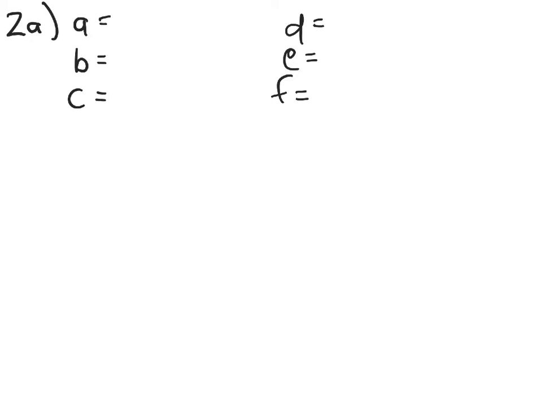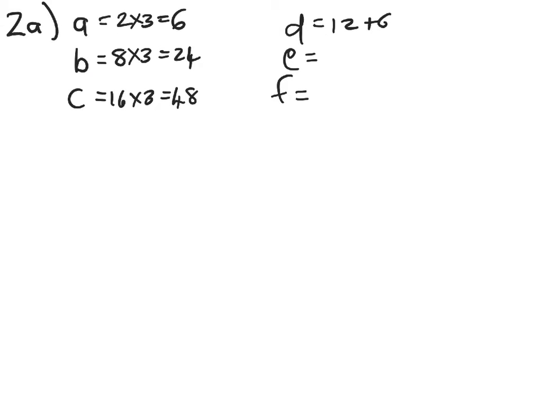Okay, so for A, you do 2 times 3. You do 8 times 3. You do 16 times 3. 48. Okay. Next one. 12 plus 6. 15 plus 6. 26. Why are they giving you these easy sums, I wonder?